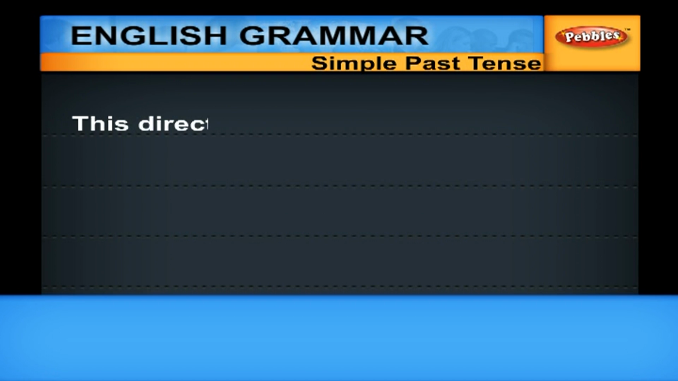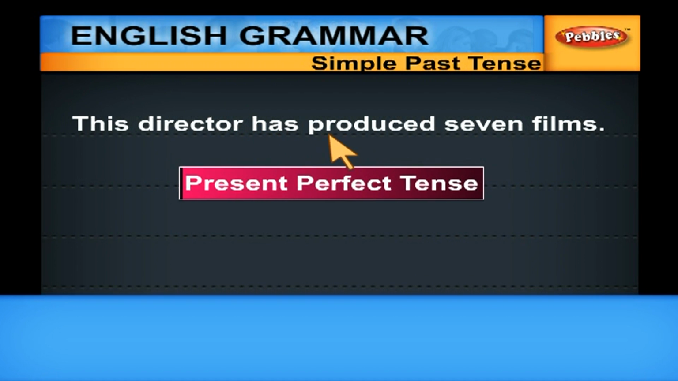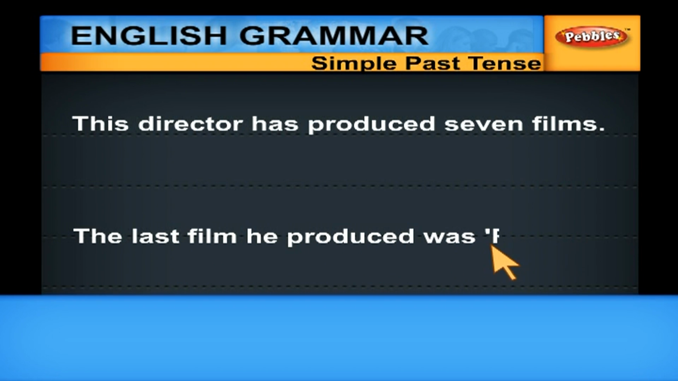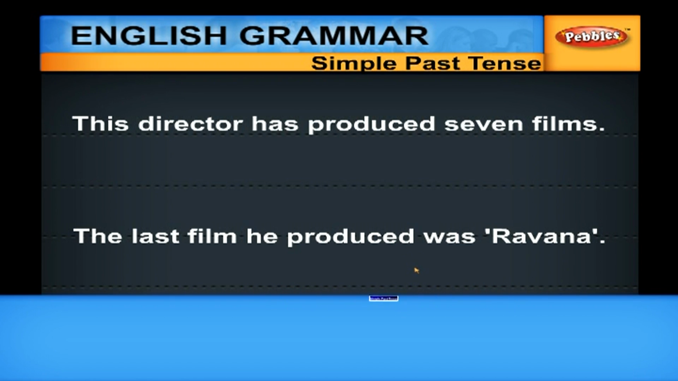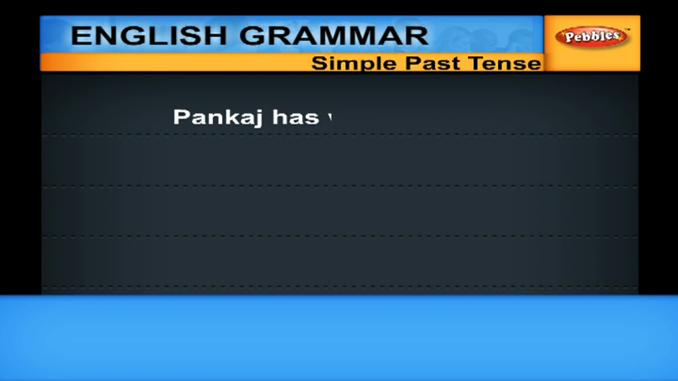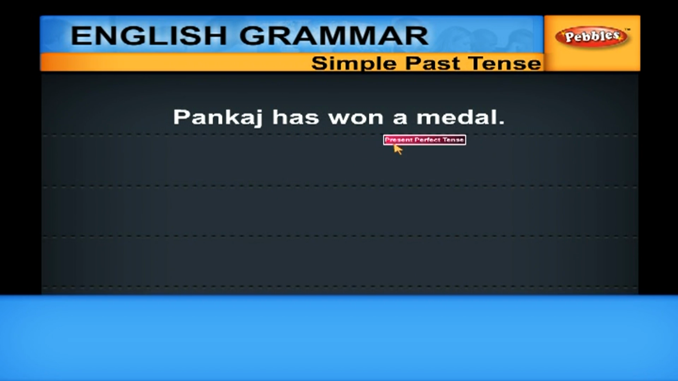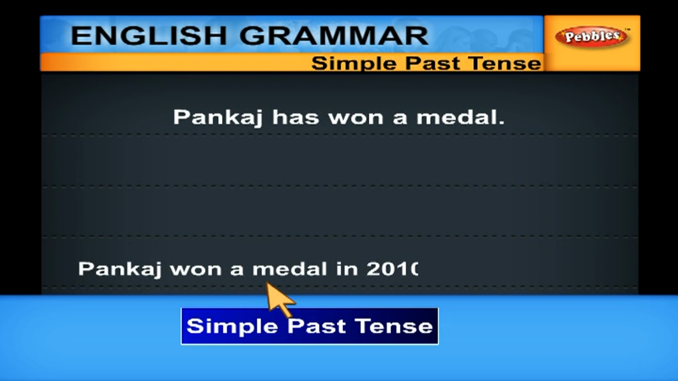This director has produced 7 films. Now, this is in present perfect tense. The last film he produced was Ravana, which is in simple past tense. Don't you think so? You can say that Pankaj has won a medal. This is in present perfect tense. If we specify the time, then it should be in simple past. Pankaj won a medal in 2010 Asian Games.